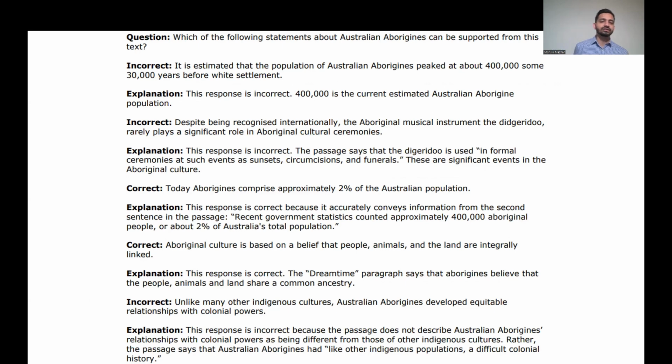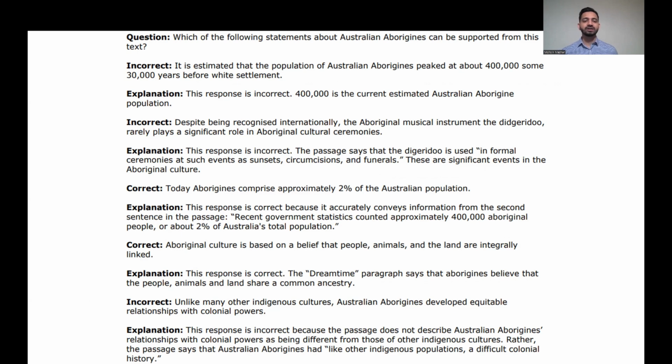So the first one is incorrect because it is estimated that the population of Australian Aborigines peaked at about 400,000, some 30,000 years before white settlement. This option is incorrect because 400,000 is the correct current estimated Australian Aborigine population, not 30,000 years ago. Okay, so that we can eliminate.